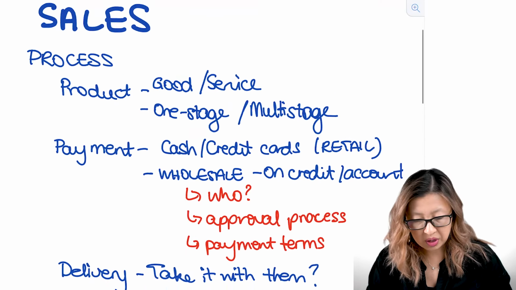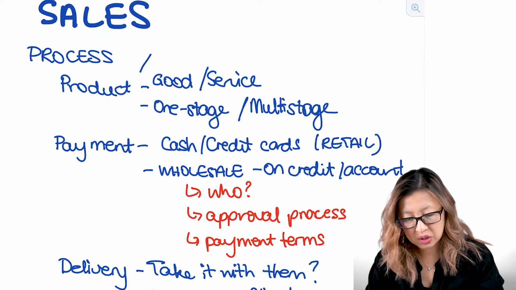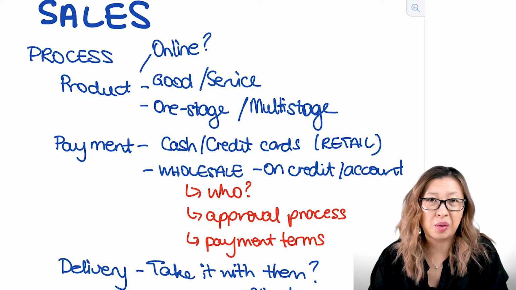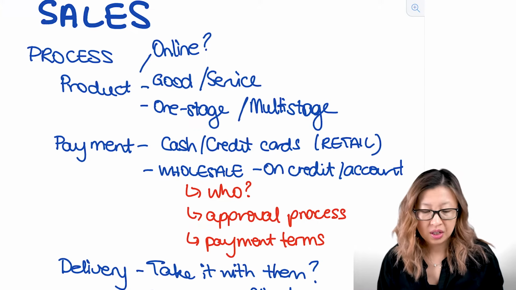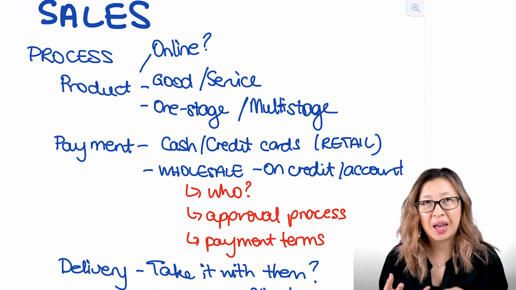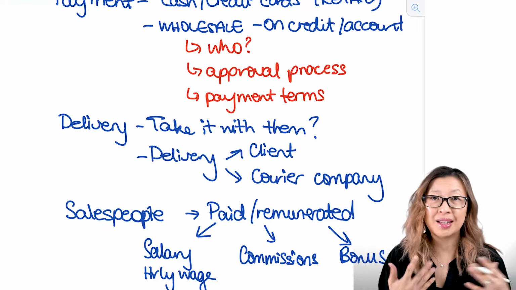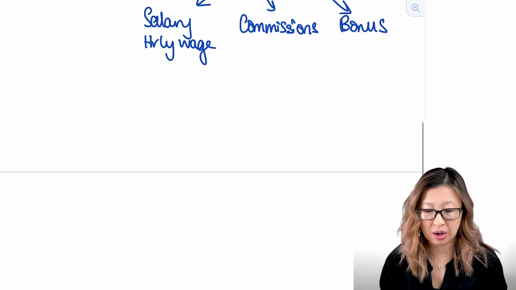So when we're thinking about a sales process, how is the sale made? I forgot to add up here, is it a good or a service? Is it something that perhaps is delivered online as well? So we need to think about the product, the payment, the delivery, and the salespeople to be able to understand the process. Because remember, retail is going to be different from wholesale.